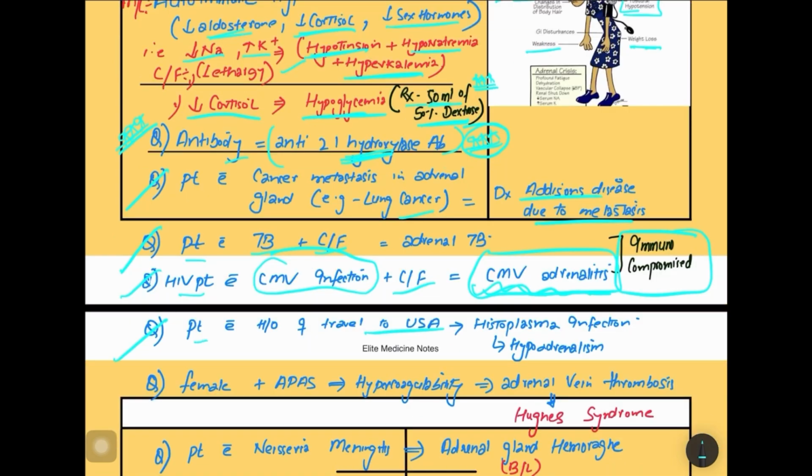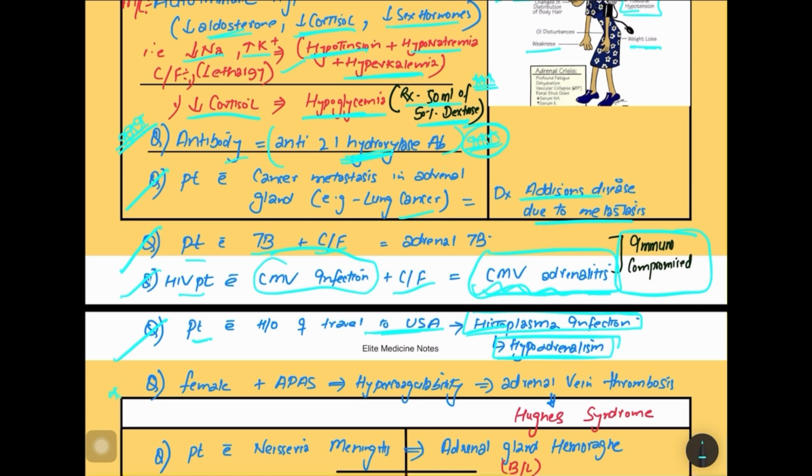Another question they can ask you is about a patient with a history of travel to the USA. So there will be a histoplasma infection history. Histoplasma can also lead to hypoadrenalism. So I told you about 3 infectious causes of hypoadrenalism. First is tuberculosis, second is CMV adrenalitis, third is histoplasma infection, okay?